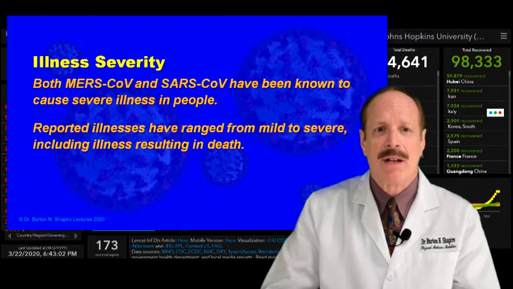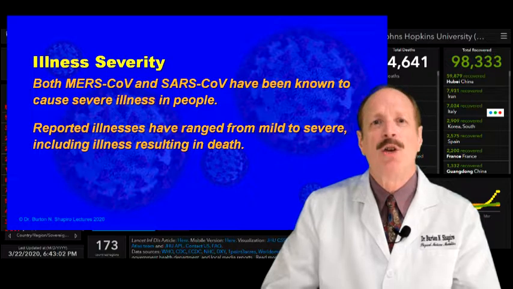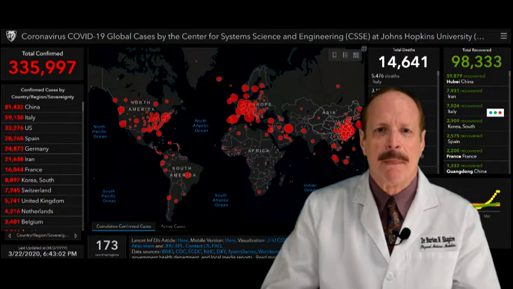So we'll look at the illness severity. Both MERS and SARS are coronaviruses. They've been known for a long time. As mentioned, the coronavirus was first identified in 1935. The human coronavirus, 1965. And then now we understand. And the illnesses range from mild to severe and some in death. So we have to take a risk assessment.